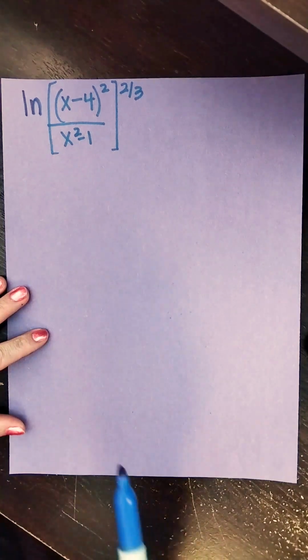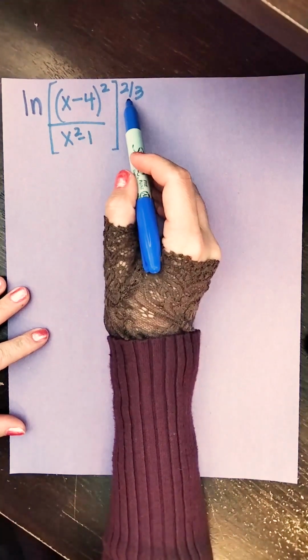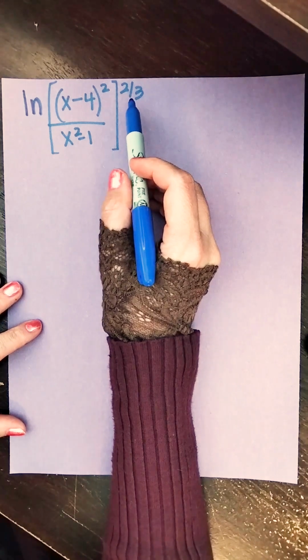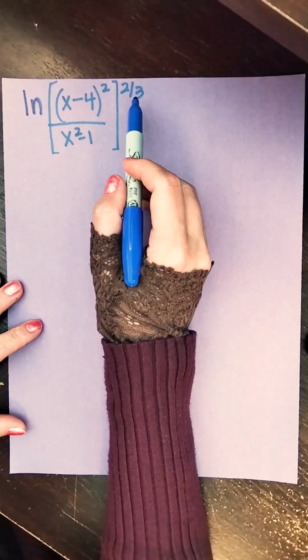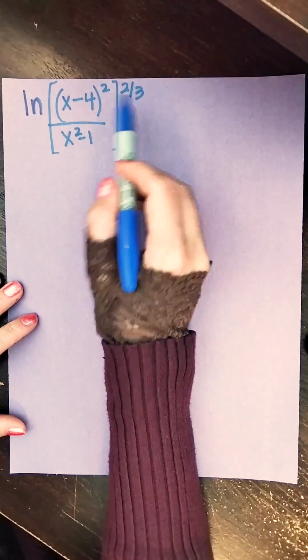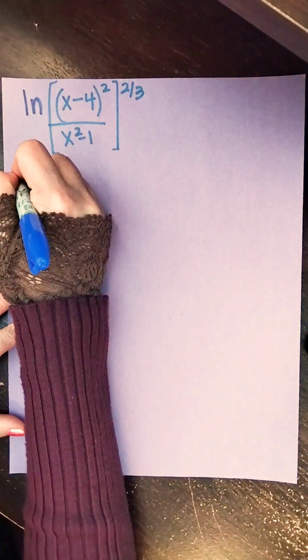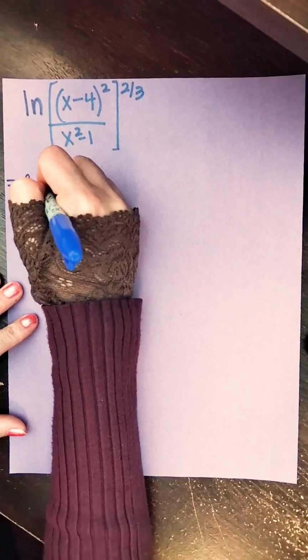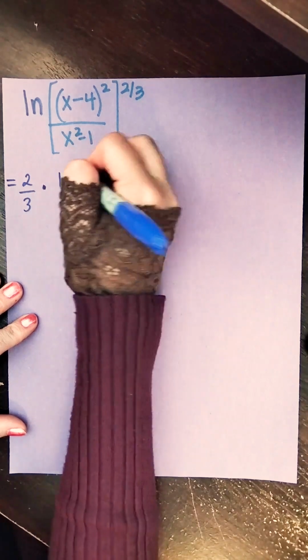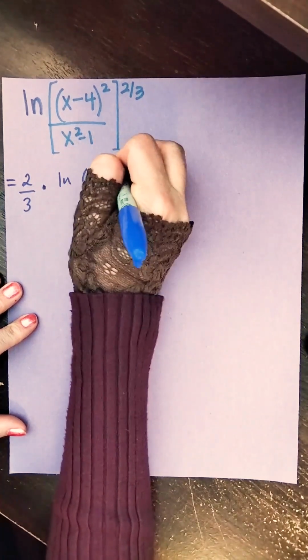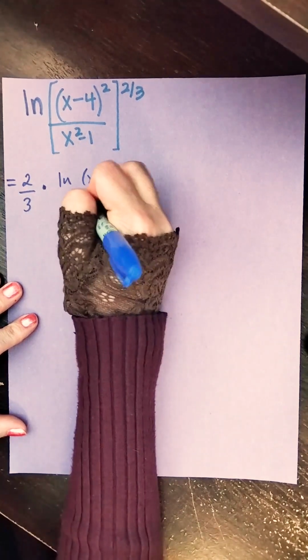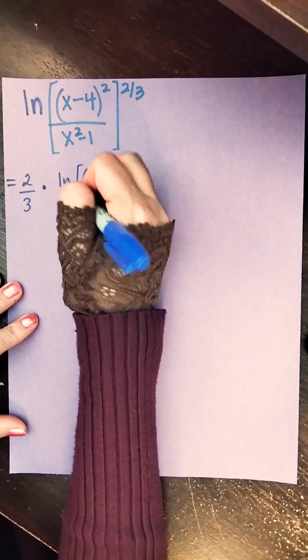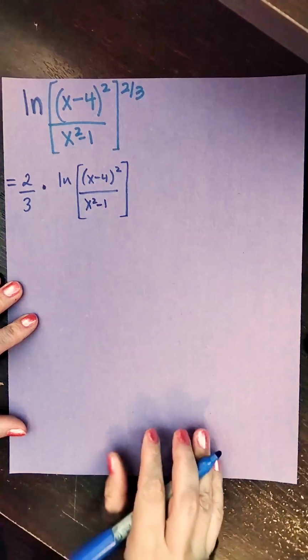So the first thing I notice here is the 2/3, this outside exponent, and we know these exponents we can write in front of the natural log. So we can write it as the exponent times the natural log of (x minus 4) squared over x squared minus 1. So we have that.